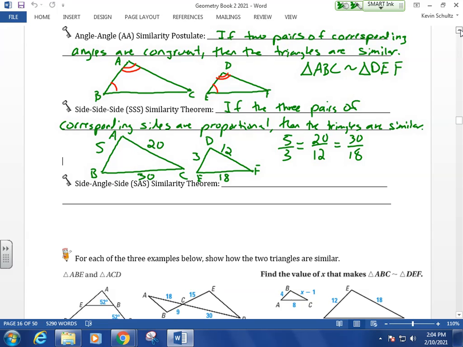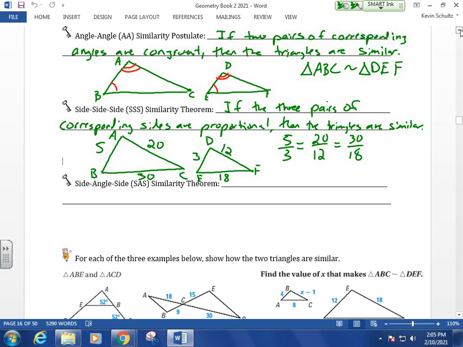You can see that 3 times 4 equals 12, 5 times 4 equals 20, and then 3 times 6 equals 18, and 5 times 6 equals 30. Sure, you can use scale factor, right? 3 times 4, 5 times 4, 3 times 6, 5 times 6. The scale factor is the same. What else could you do?